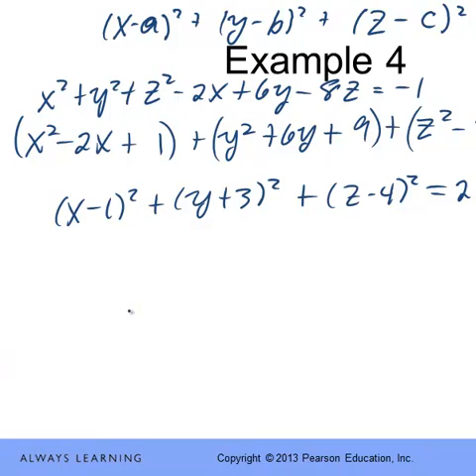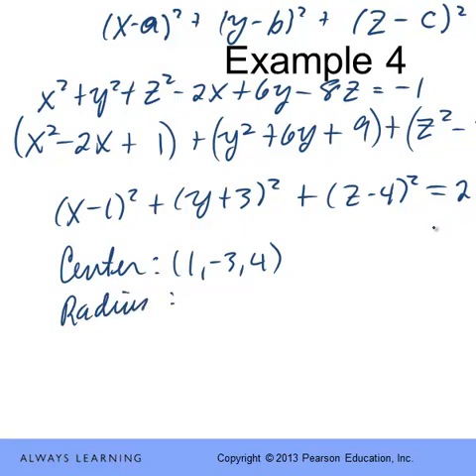So, okay, so this is a sphere that is centered at 1, -3, 4, and the radius is going to be the square root of 25, which is 5. Right. Hopefully, this is not brand new to you. You saw this stuff from an algebra class in 2 dimensions, right? This is just a higher dimensional version of what you did with circles. Any questions on this example here?